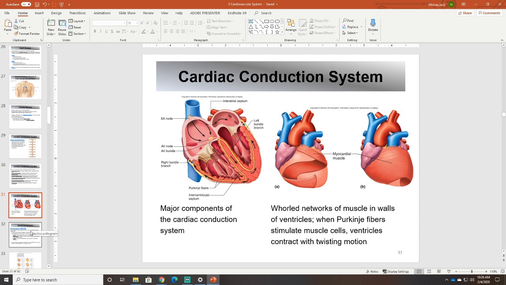Great. So again, you can see that here the SA node conducts impulses through the atria. And then the impulses are conducted down to the AV node, and from the AV node down through the bundle of His or AV bundle to the right and left bundle branches, which come down toward the apex and then curve back up. And then off of the bundle branches, we see the Purkinje fibers.